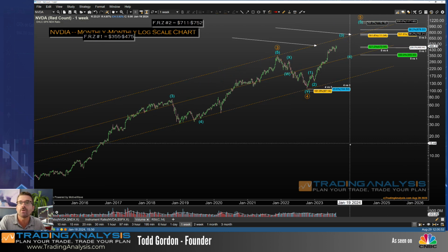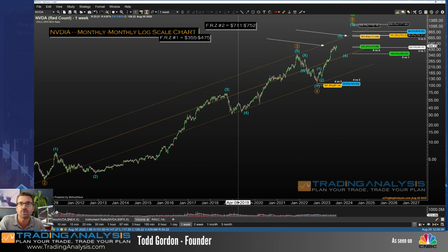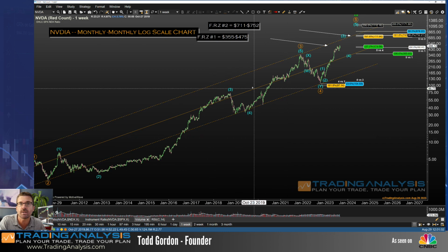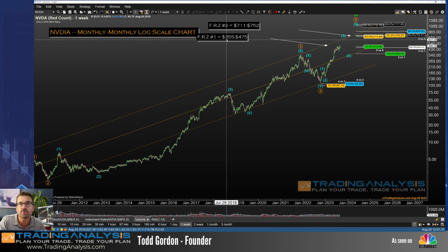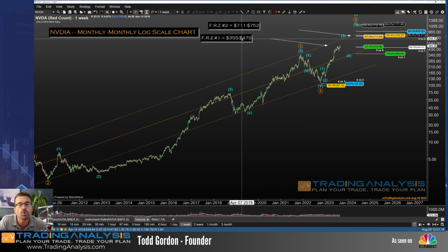Now there are 2 fib resistance zones that we are targeting. Okay, the first one is currently being tested. The first one, which is a clustering of various fib studies from the different waves in the sequence, goes from 355 to 475. Okay, we're trading now for, what is that, 486. So we're pretty much through this zone.